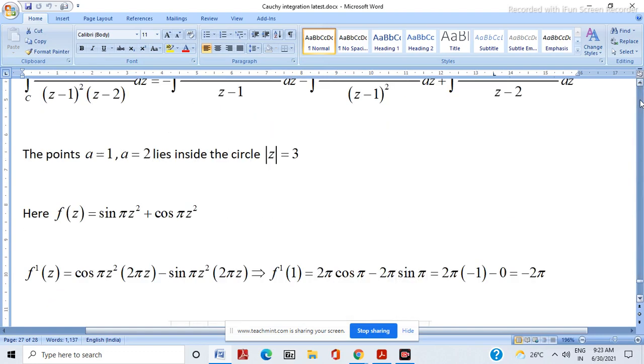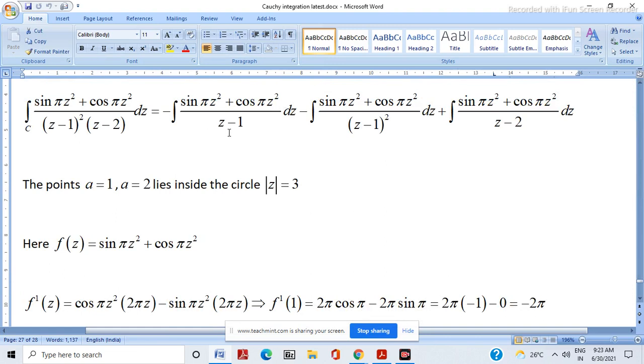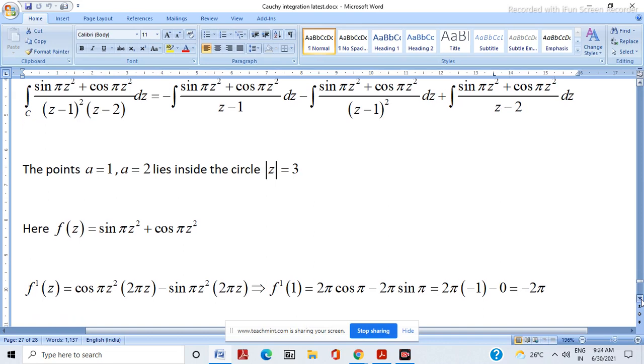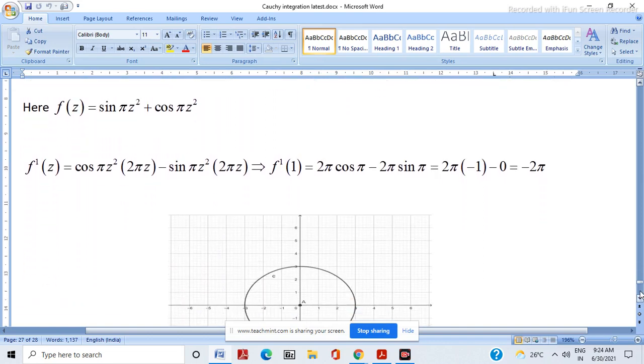Now, what is Cauchy's integral formula? You should remember: integral over C of f of z by z minus a equals 2 pi i into f of a. Then in the first case, we have to find f of 1. For the last integral also, what is a there? 2. Then we should find f of 2. First we find f of 1 and f of 2.